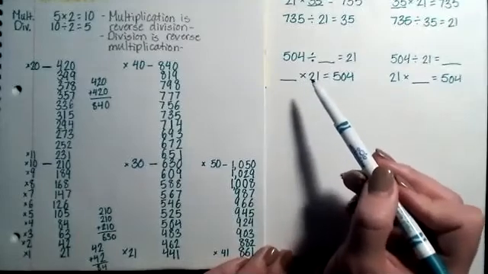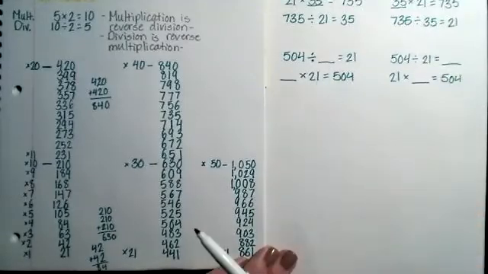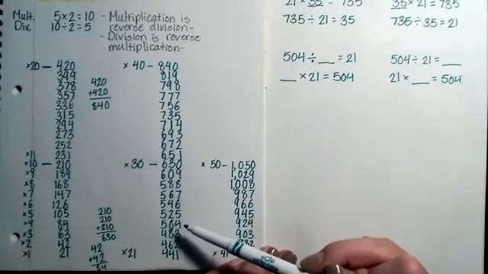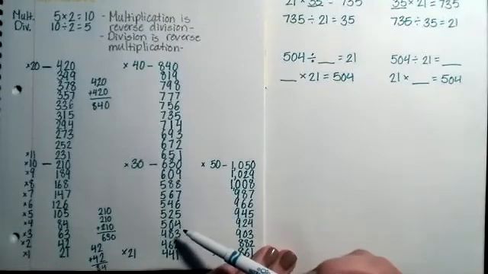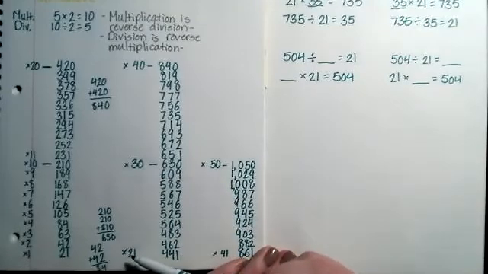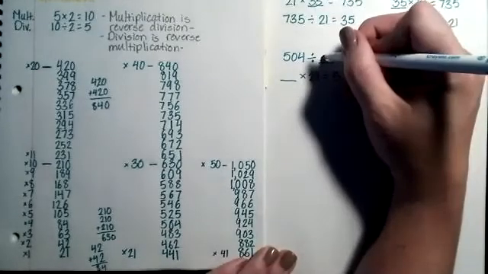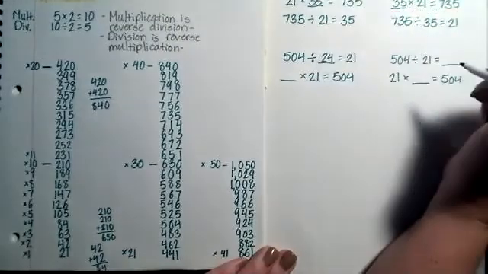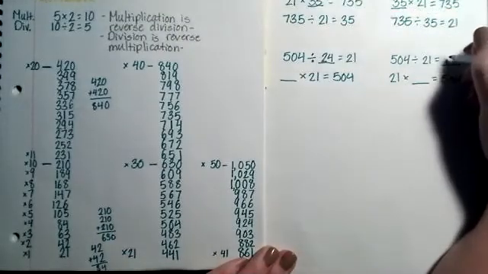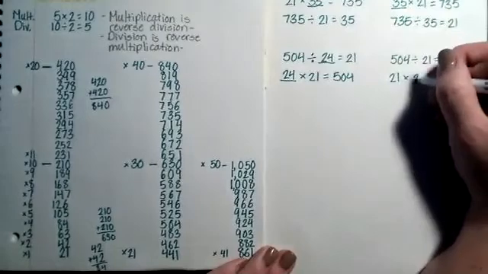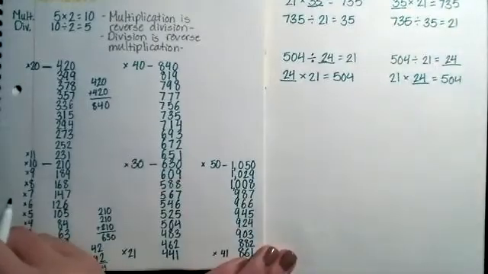So let's find it. What did we multiply 21 by to get to 504? Okay, again, here's 600s, 500s. Here we go, 504. Down here, this is 21. So 22, 23, 24. So we did 504 divided by 24 equals 21. And 24 will fit every single one of these problems.